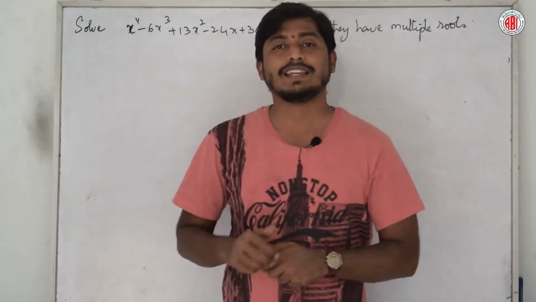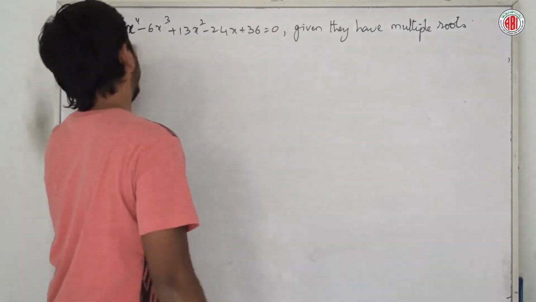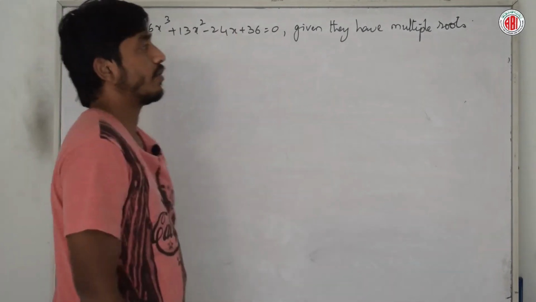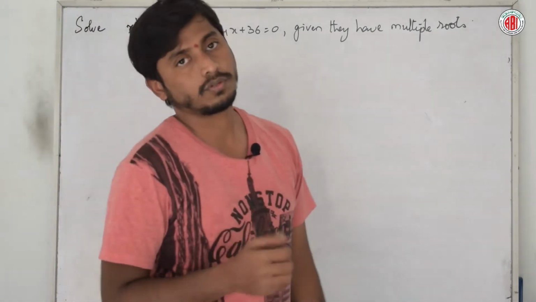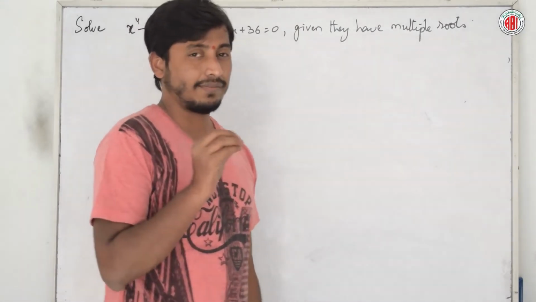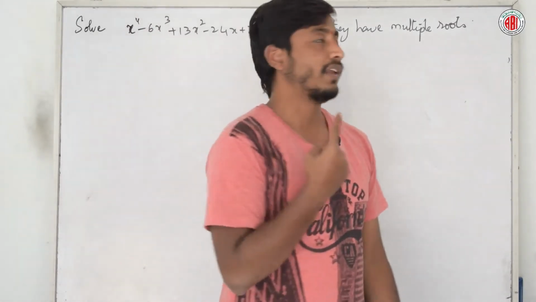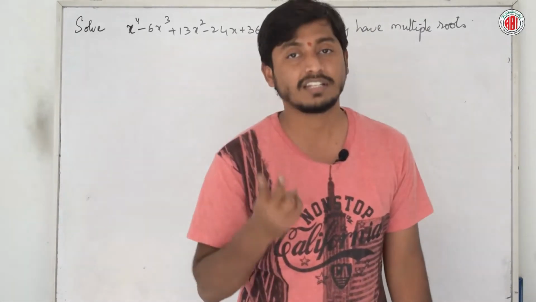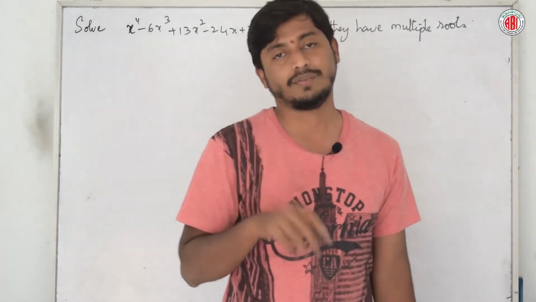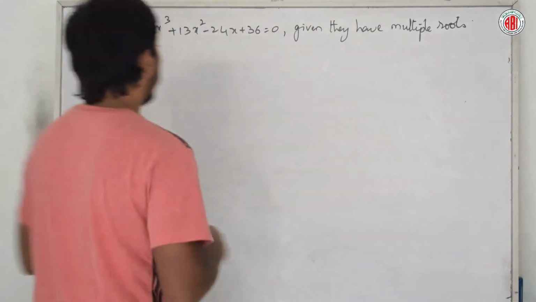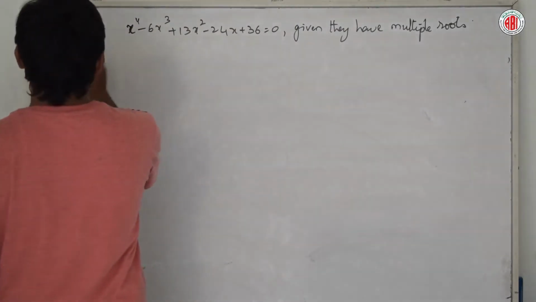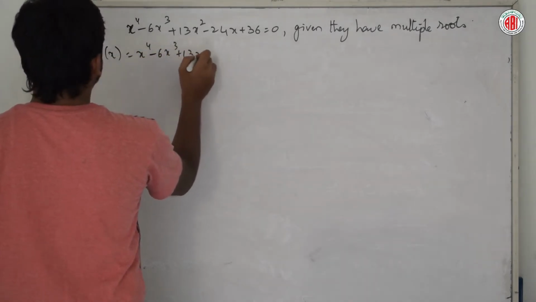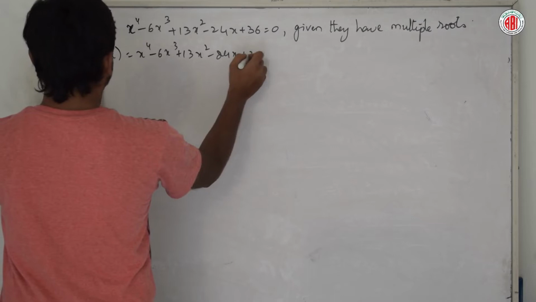Let's do. Look at the next question here. He is asking us to solve x power 4 minus 6x cube plus 13x square minus 24x plus 36 equal to 0, given that it has multiple roots. So from here we'll just have a few tricks to solve it. Whenever they say multiple roots, remember that this function f of x and its differentiated function f dash x will have the same root. Okay, so it's better we first take f of x is equal to x power 4 minus 6x cube plus 13x square minus 24x plus 36.